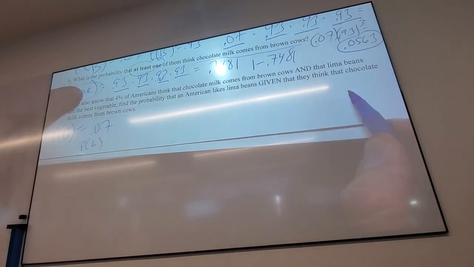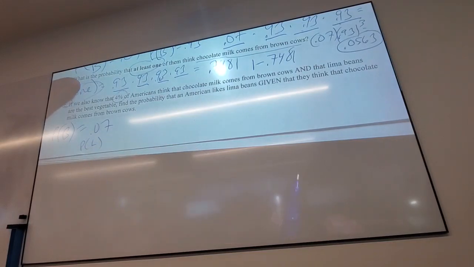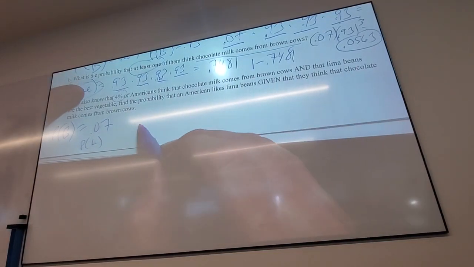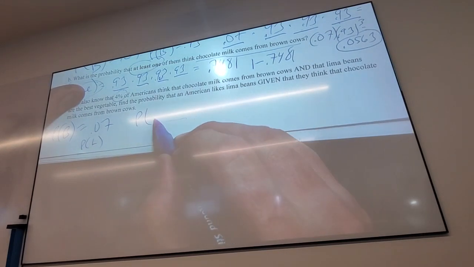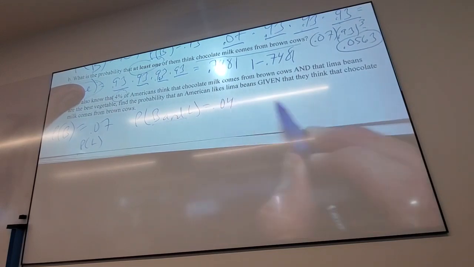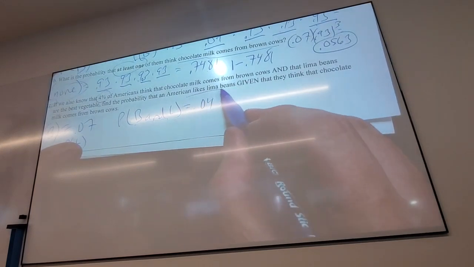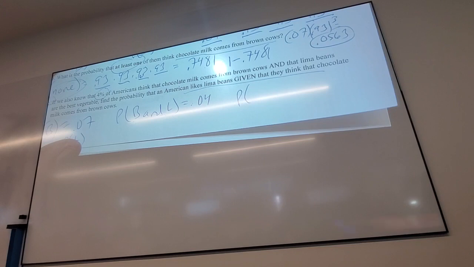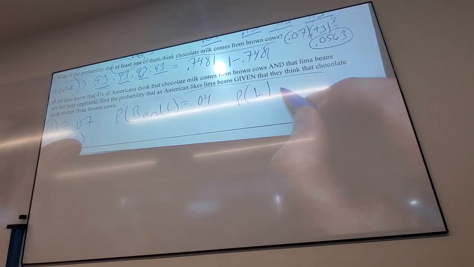What is this 4%, using the symbols I just picked? It's the 4% of Americans that think chocolate milk comes from brown cows and lima beans. So how would I write that just in symbols? B and L. That's 0.04, correct? Now what's the question in symbols? Find the probability that an American likes lima beans, given that they think that. So what are the symbols? L given B.